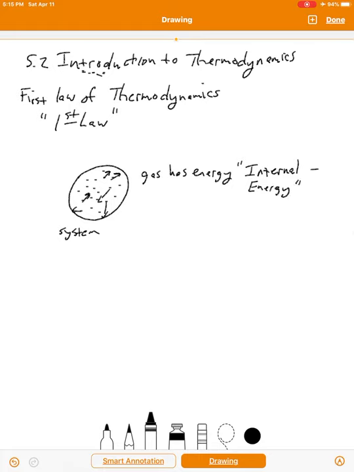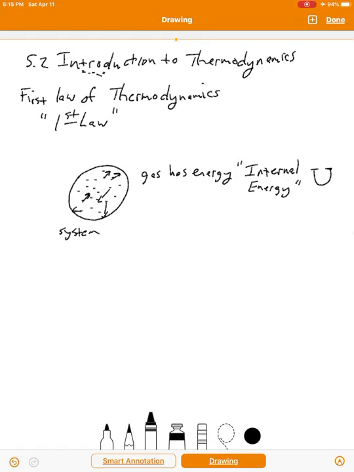And the symbol that we're going to use for your textbook is a capital U. Internal energy is a capital U. What we're going to claim is the following. The internal energy is a result of kinetic energy of all the molecules bouncing around, which is thermal energy. If you increase the temperature, they'll move faster, so they have more internal energy. It's also the attractions of the molecules for each other and the attractions of the nuclei to the electrons in the molecules that are in this gas. And we're going to call that the internal energy.